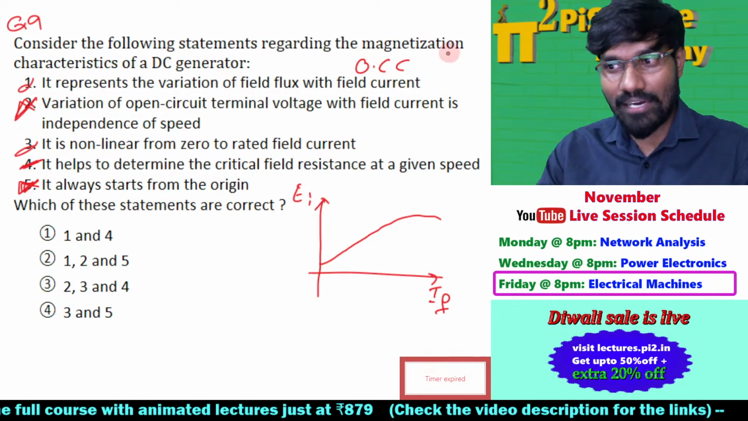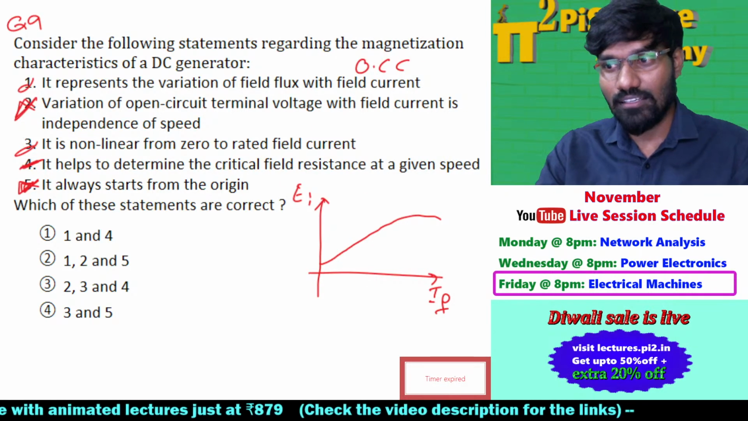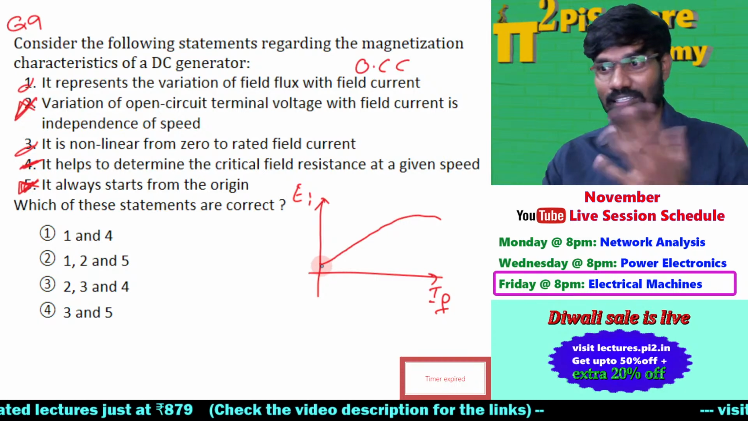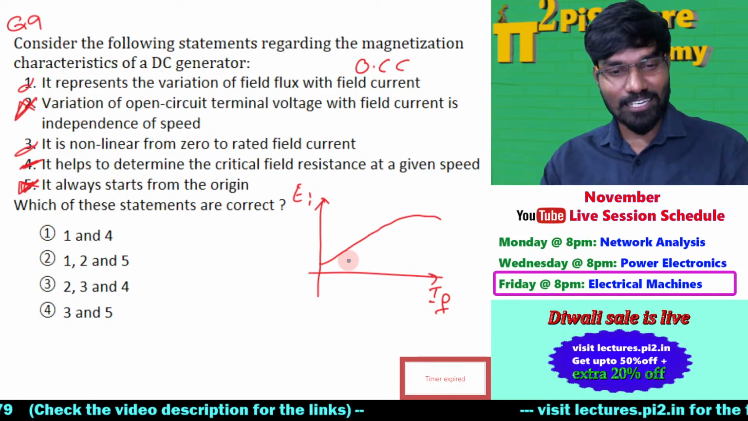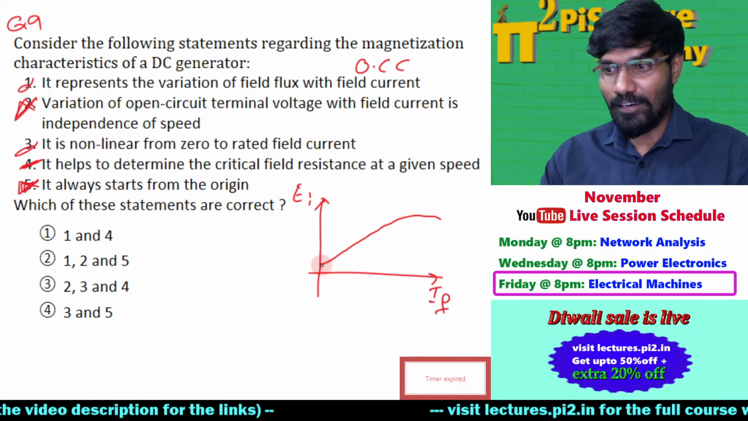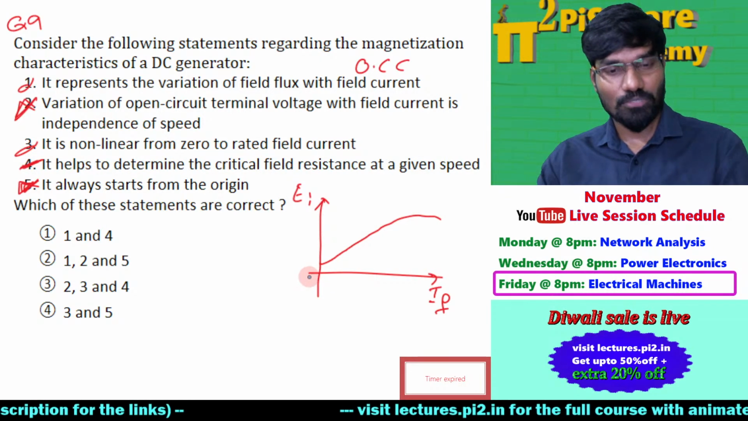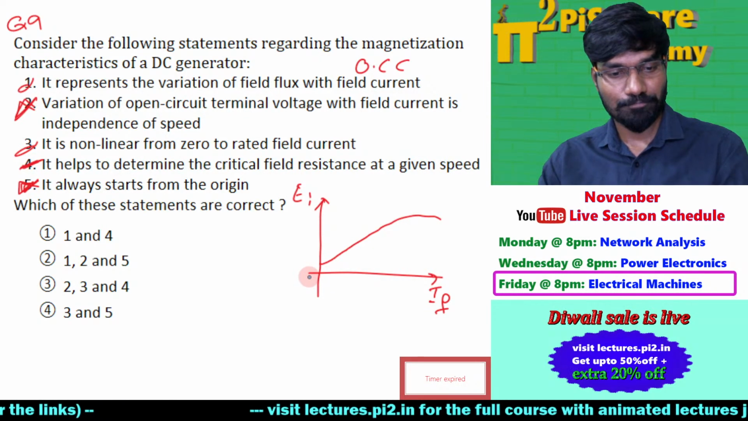Because see, magnetization characteristic, speed is more. I'm sorry, I'm in some other mind. I think I lost my mind maybe. If it happens sometimes, it happens sometimes. Just a minute. I will change the AC temperature a bit.